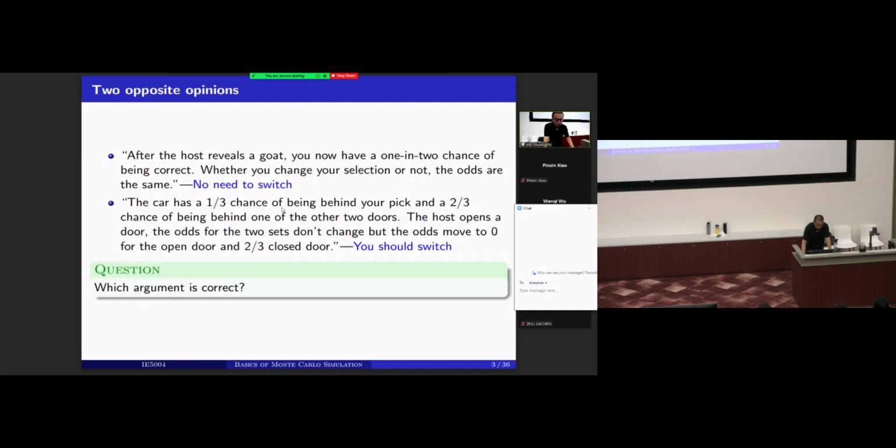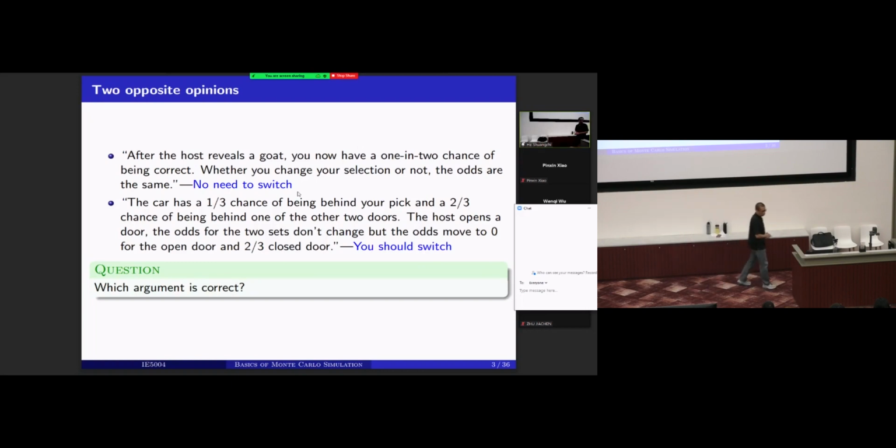It's just like this. Originally, the car has a 1/3 chance of being behind your pick, and a 2/3 chance of being behind one of the other 2 doors, right? The host opens the door, so the chances for the 2 sets don't change, but the 2/3 chance moves to 0 for the open door and 2/3 for the closed door. In this case, if you switch, then your chance will be increased from 1/3 to 2/3. So that's the argument for why you need to switch, right? So these are the 2 opinions. Both opinions may seem reasonable, or at least plausible to some people, right?